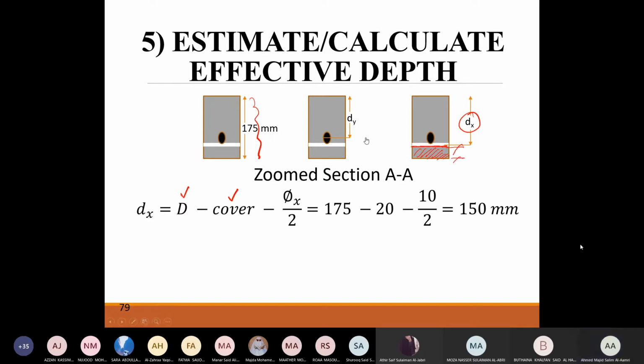Now going for dy, if we try to find an equation for dy, we have cover here and cover here. For x, we have taken half of the white bar, but we still need to take the other half of the bar, and then we need to take half of the black bar. This is my first reinforcement and this is my second reinforcement. The distance from the top to the center of the first is dx. dy is the distance from the top till the center of this one.